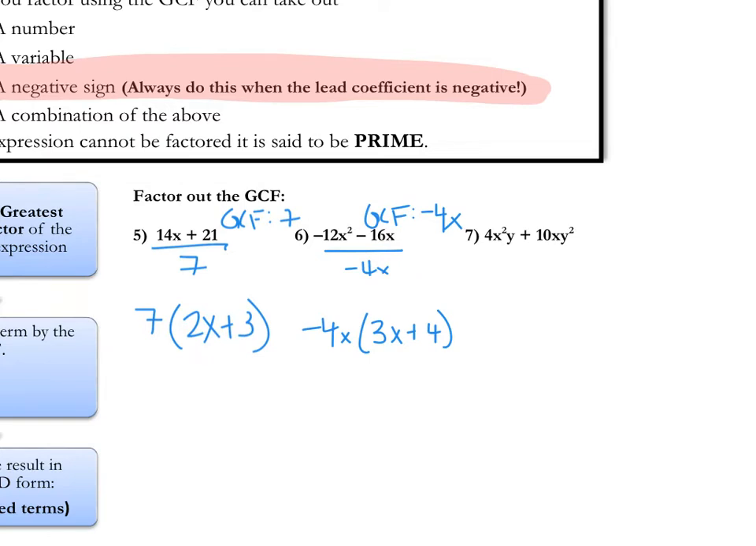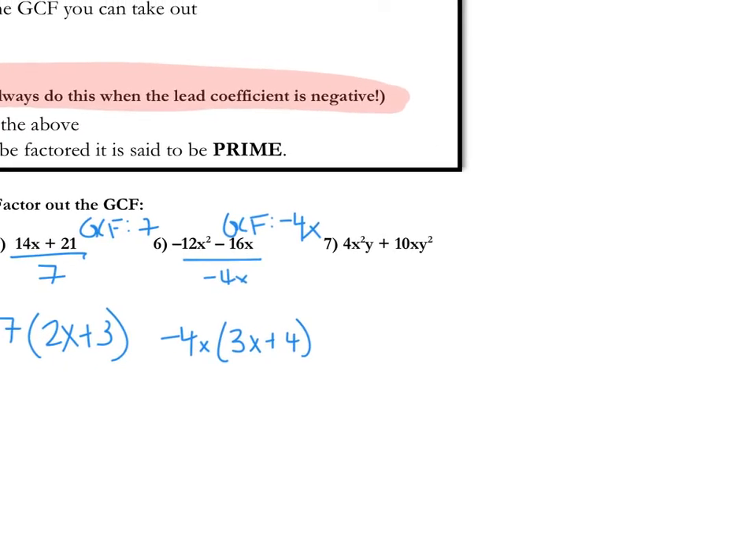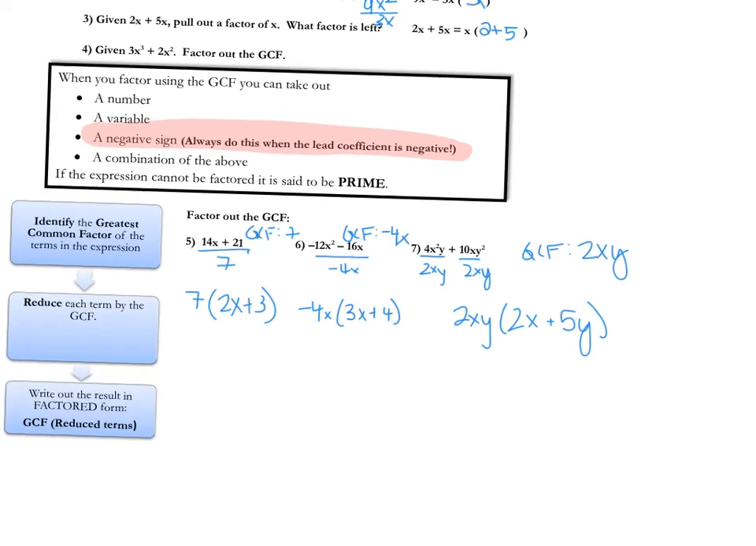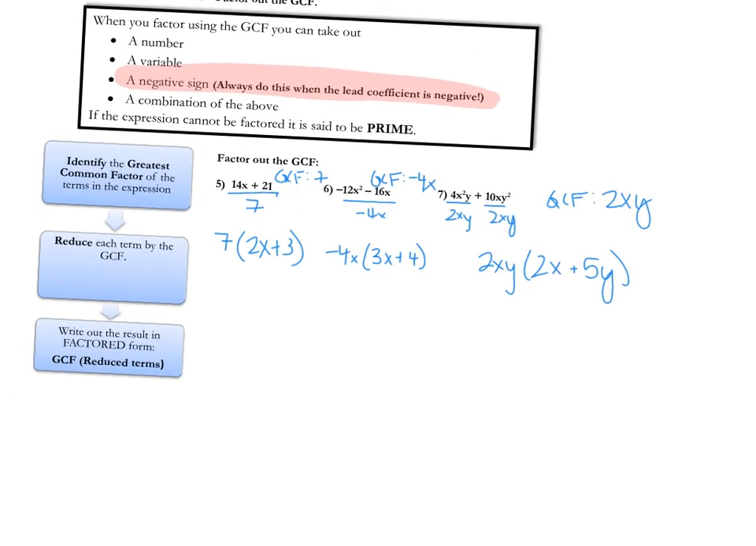Okay. And then lastly, the GCF in this example would be 2xy. So divide everything. And if it's hard for you to see it written like that, then divide each one by 2xy. Just make sure you put 2xy on the outside, and you're left with 2x plus 5y. Okay. All right. Let's go ahead and go to the next page.